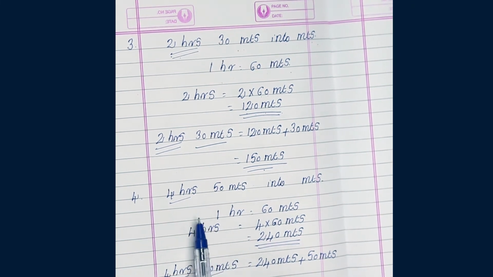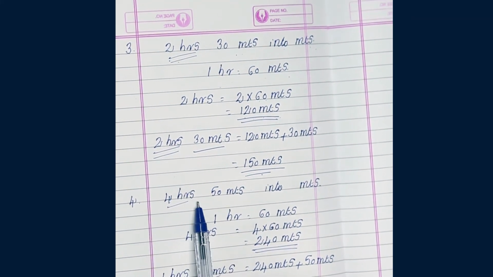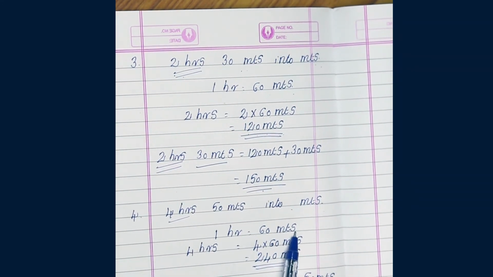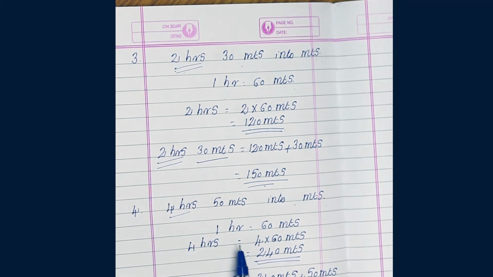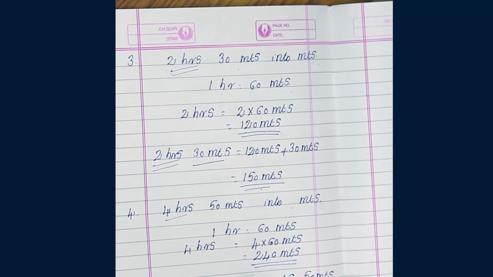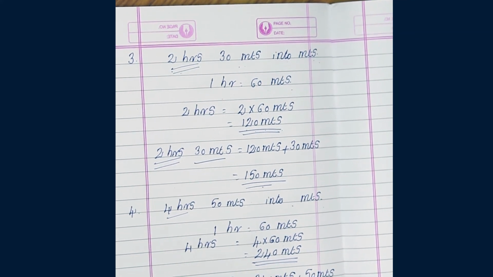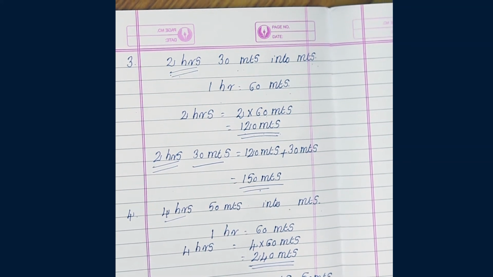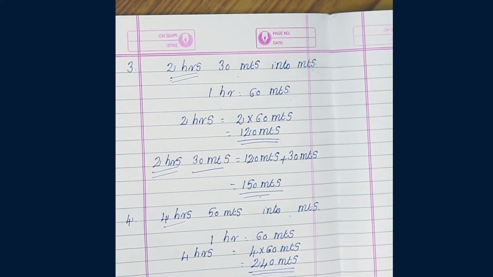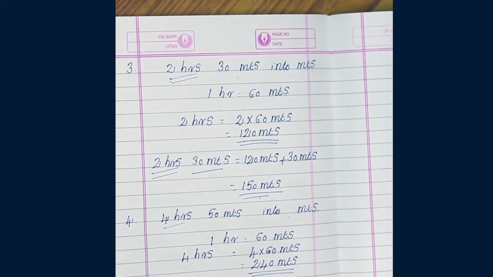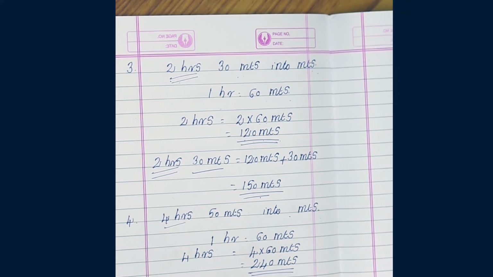Once again, this problem, our question is 4 hours 50 minutes into minutes. We know that 1 hour equal 60 minutes. 4 hours equal 4 multiplied by 60 minutes equal 240 minutes. So, write the question 4 hours 50 minutes. In the place of 4 hours, now we got the answer as 240 minutes plus the remaining minutes, that means 50 minutes. Then 240 plus 50 equal 290 minutes. Therefore, 4 hours 50 minutes equal 290 minutes.